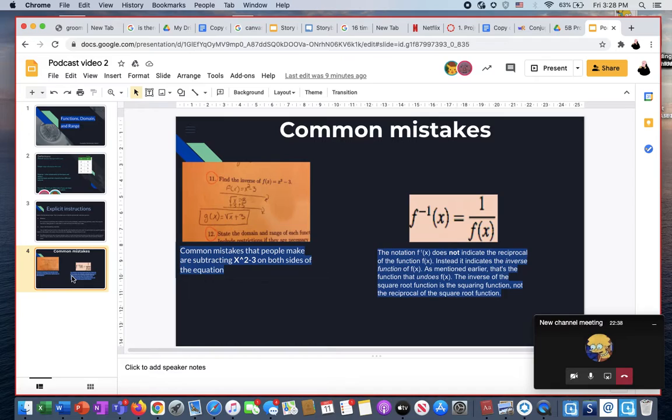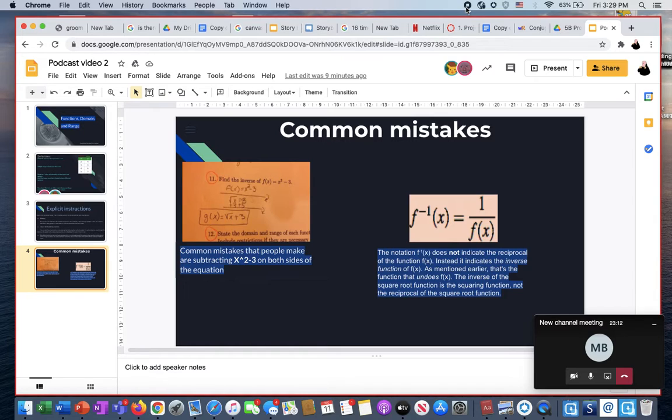Common mistakes. A common mistake that people make is subtracting x parentheses 2, -3 on both sides of the equation. The other common mistake that people make on fraction, domain, and range are the notations of, as you see from this equation here, f minus 1 of x does not indicate the reciprocal of the function. f inverse of x instead is indicated as the inverse function of f of x.